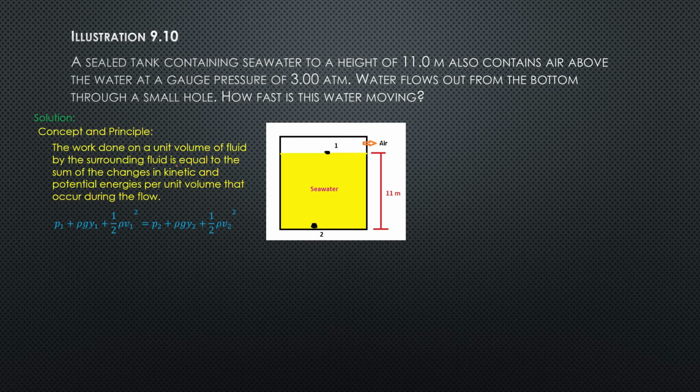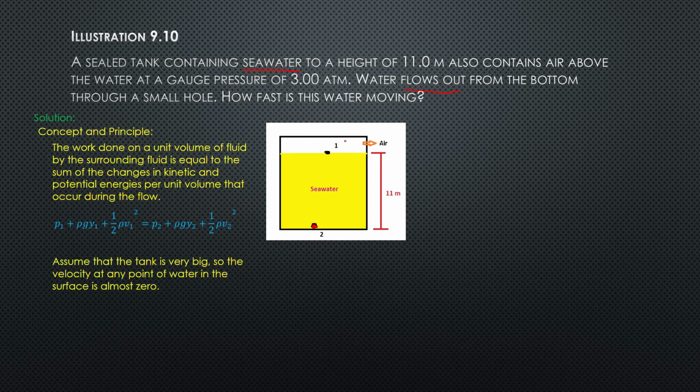Let's say from this given problem, there's a water tank which has air on top of it, and this tank contains seawater, and it has a height of 11 meters. Let's say at point 2 here, that is the hole, at the bottom. Water flows out from the bottom through a small hole. So how fast is this water moving?